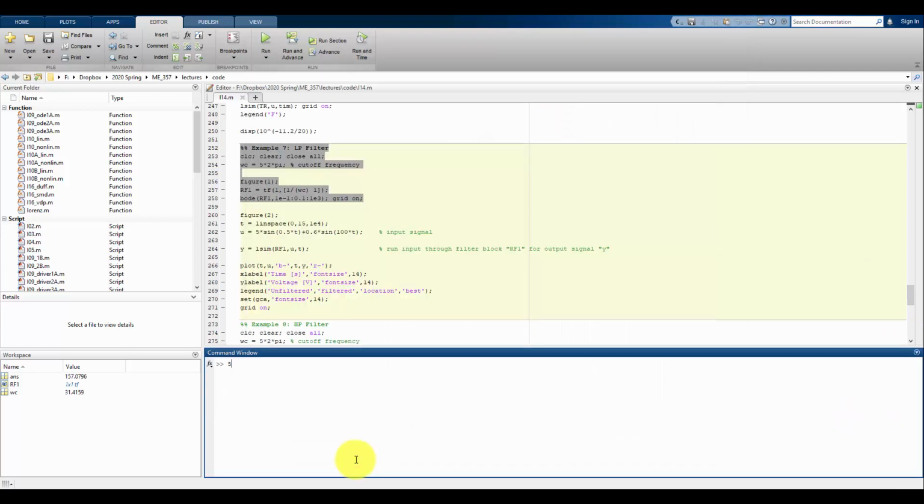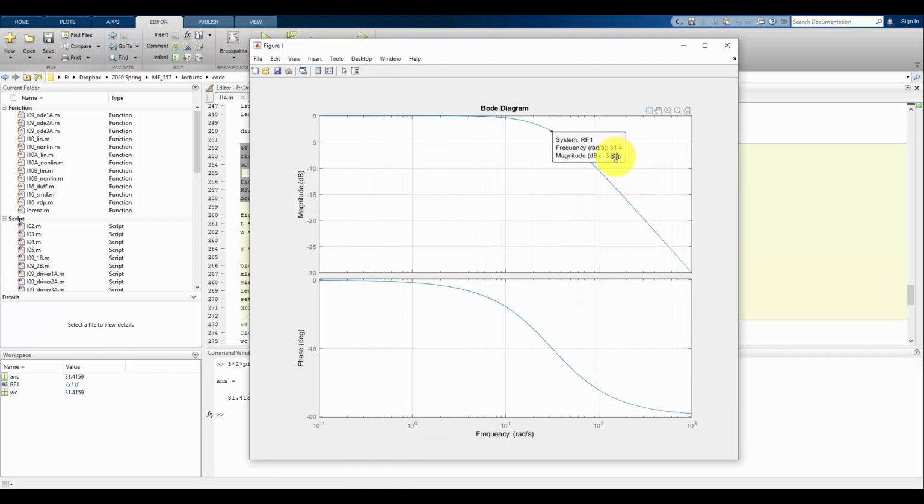So again, here we're at 5 hertz times 2 pi to put it into radians per second, 31.4. Again, back to our figure, 31.4, so it does match. So once again, the cutoff frequency is at -3 decibels, or a linear value of root 2 over 2. So that is confirmed that we made the transfer function correctly.